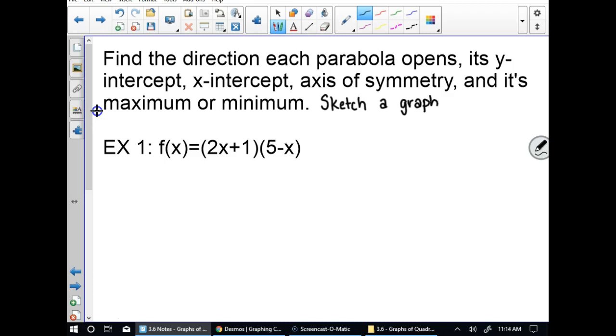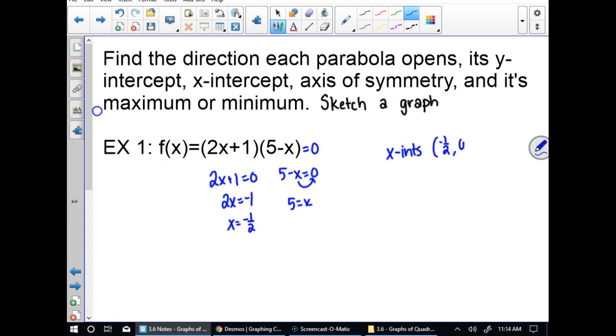I always try to start with whatever I think is sort of the easiest to do. In this case, I think the x-intercepts are easiest to find because this is already factored for you, right? So if we set this equal to 0, you've got 2x plus 1 equals 0. So 2x equals negative 1. So x equals negative 1/2. And over here, we'll have 5 minus x equals 0. If we move that x over to the other side, we just get 5 equals x. So our x-intercepts are at negative 1/2, 0, and 5, 0.